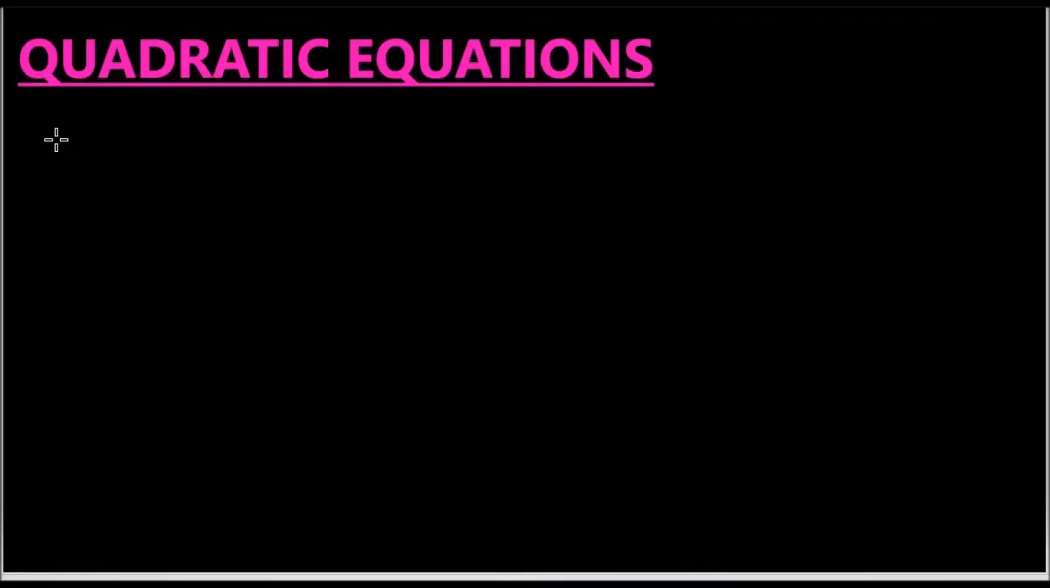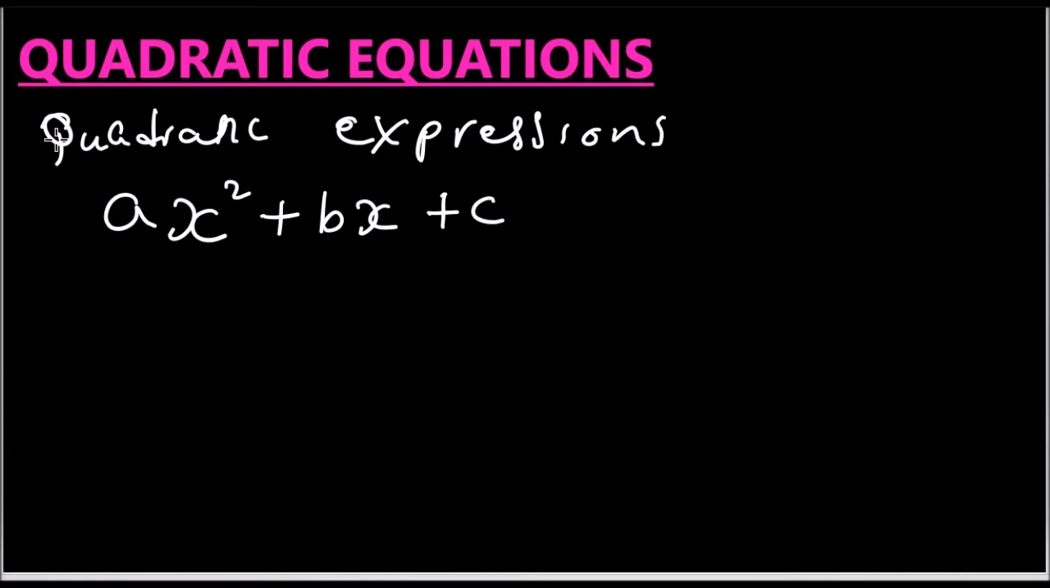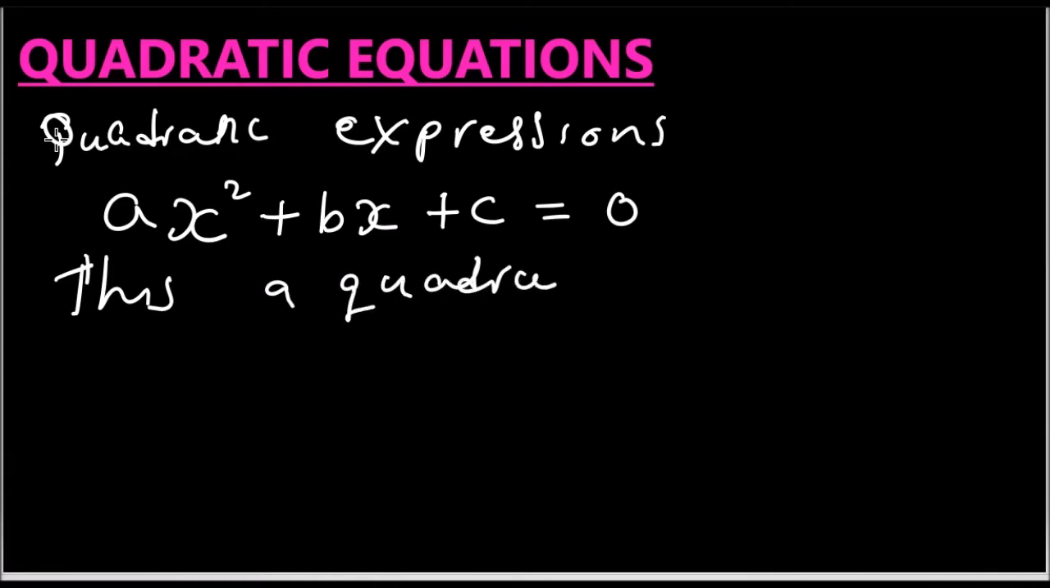So far, we have been talking of quadratic expression, and now we are going to look at quadratic equations. So a quadratic expression, we have been talking of ax squared plus bx plus c. When you equate this to 0, then this is a quadratic equation, and an equation we are supposed to solve.